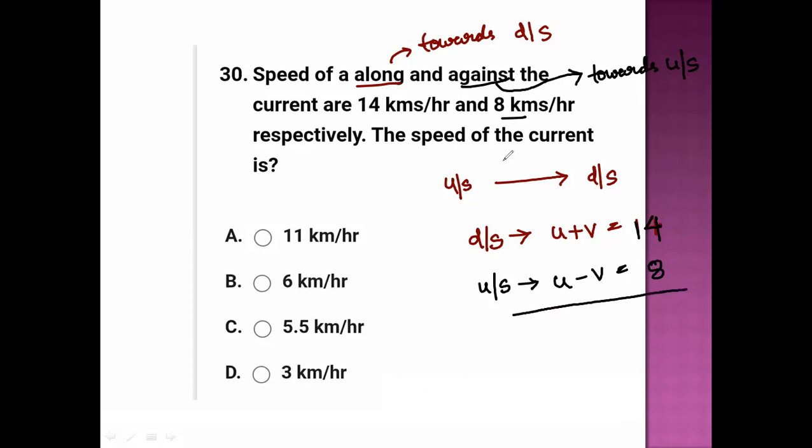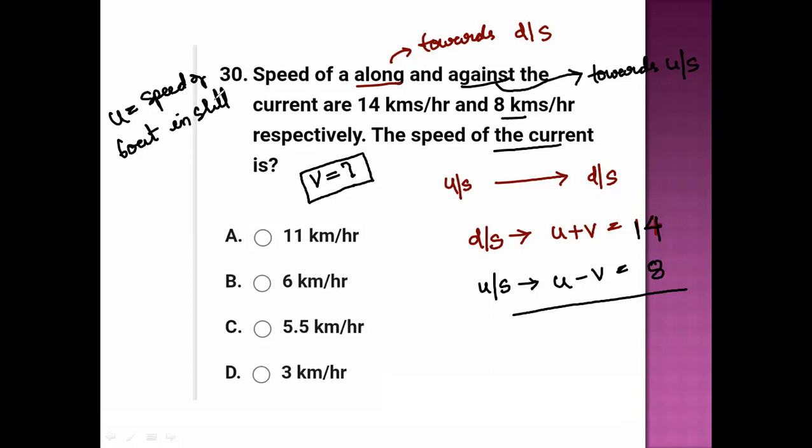They are asking you to find the speed of the current. How are we going to denote the speed of the current? We are going to denote it by v, because you know that u is the speed of the boat in still water. Similarly, v is nothing but the speed of the current or river.